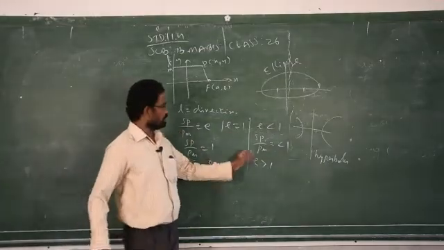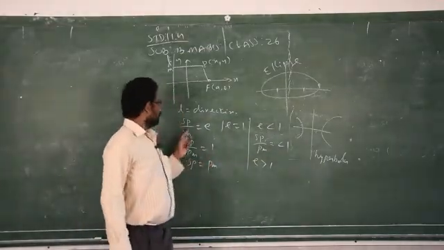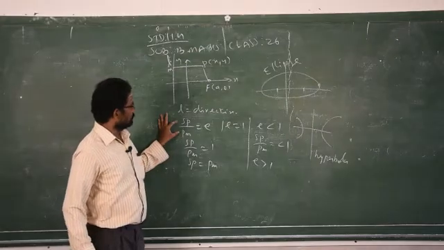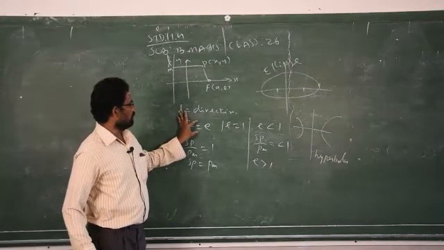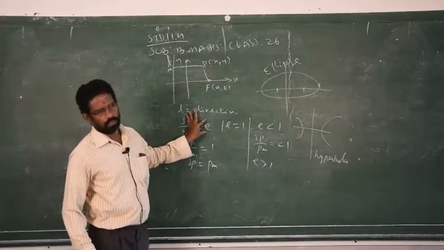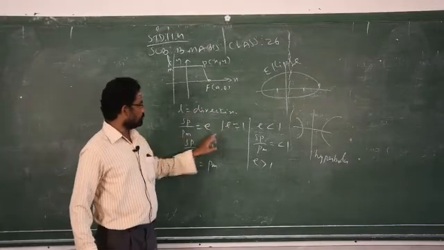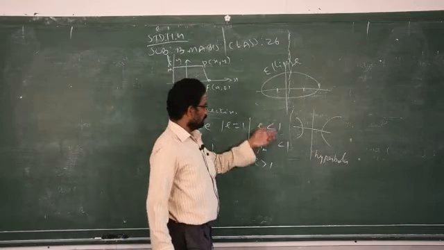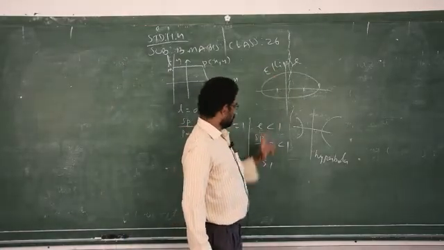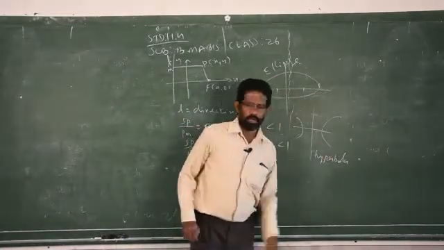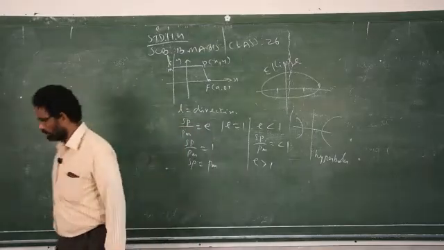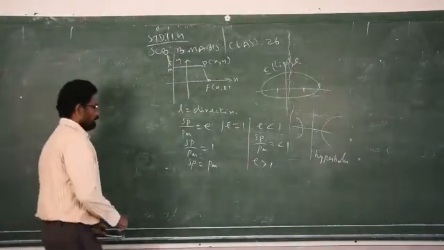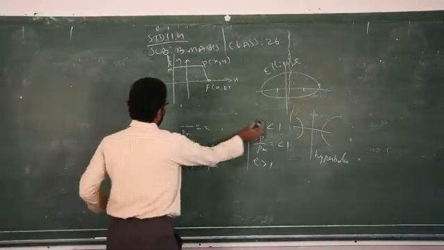Clear? So just for your understanding I said it, but the ratio between the two distances will be equal to some constant, that is e. e is called eccentricity. When e is 1, this represents a parabola. When e is less than 1, this represents an ellipse. When e is greater than 1, this will go for a hyperbola. Clear? Ellipse and hyperbola are not there. It doesn't matter about the two concepts.